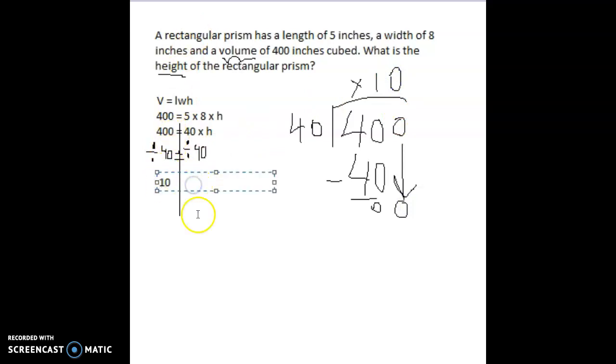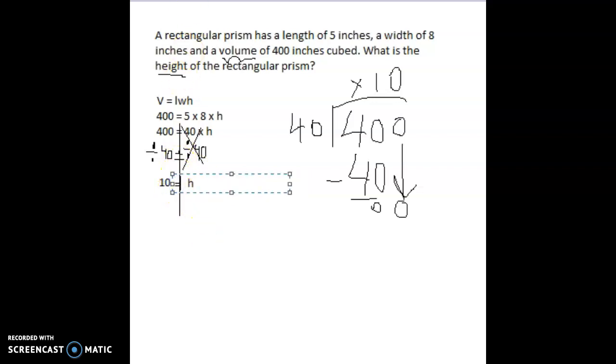Now on the other side, let's see what we're going to get. What happens to opposites? Opposites get crossed out. So this times 40 and this divide by 40 go away. And you are left with H. So what is our H? Our H is equal to 10.